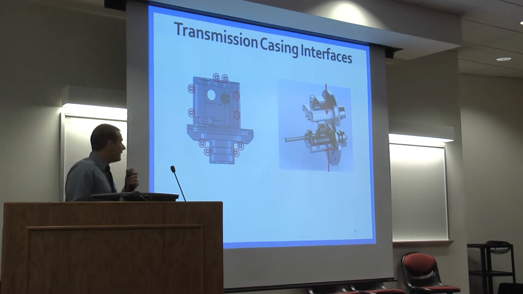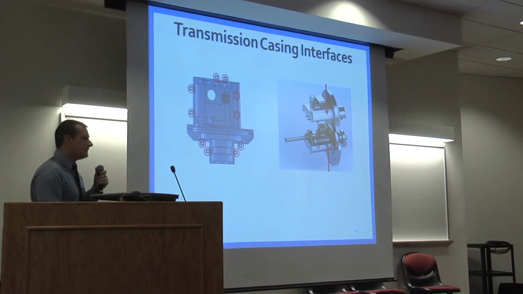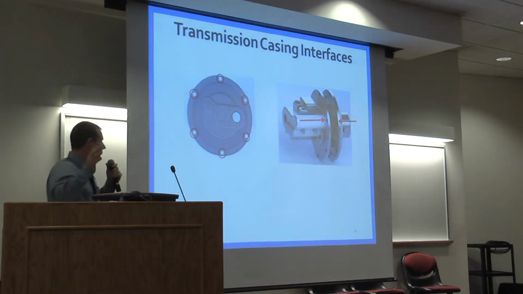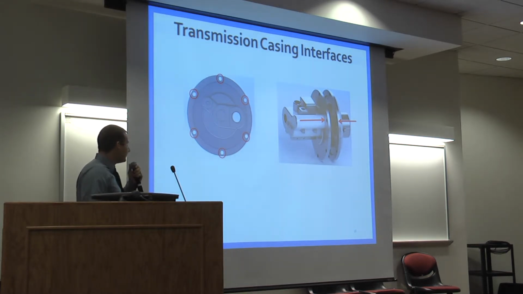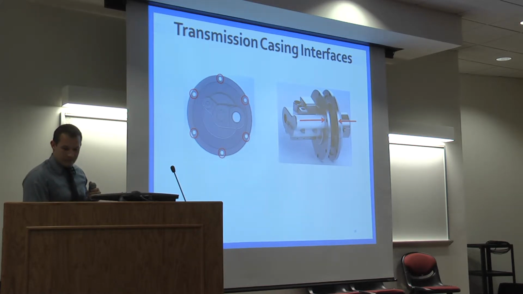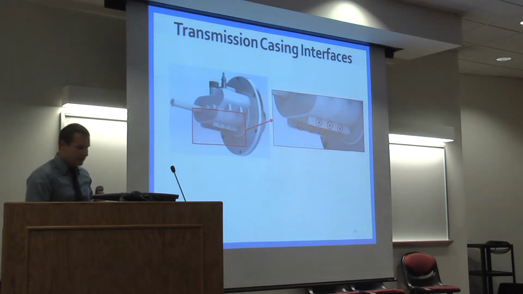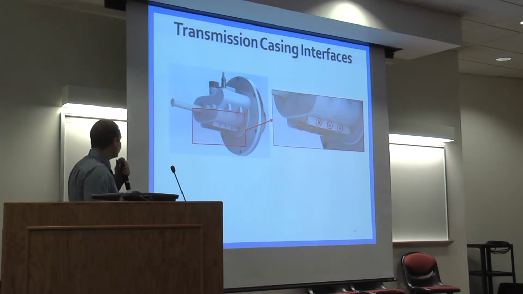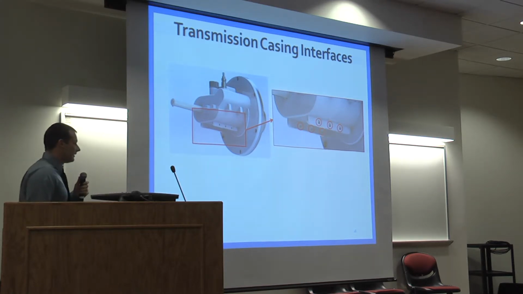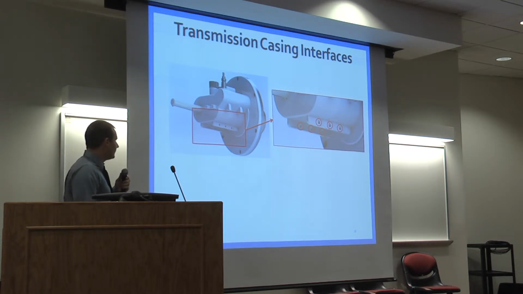The transmission casing had interfaces of an upper and lower portion, and these portions are bolted together with 10 exterior bolt hole locations. The input side and the output side are bolted together with 6 different bolt hole locations. The transmission casing assembly has mounting interfaces located on the input side lower portion. It consists of 2 mounting rails that have 6 different bolt hole locations.